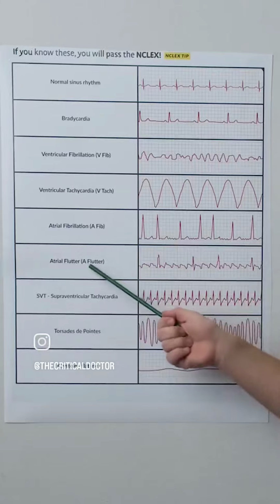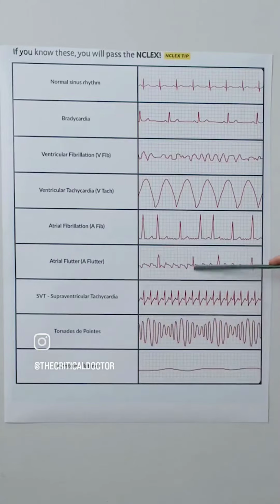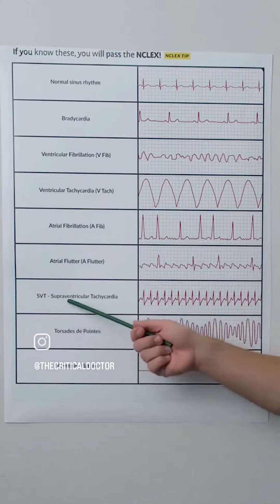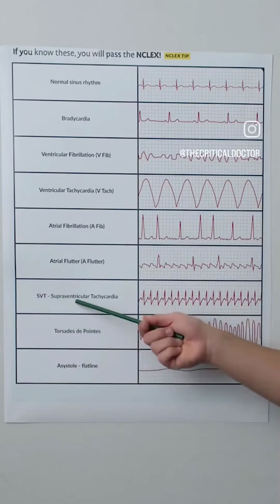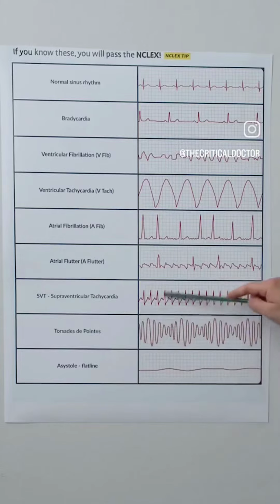Next we have A-flutter, or atrial flutter. Simply remember a fluttering bird, because this looks like a bird that flies. Now SVT is that super fast heart rate. It's called supraventricular tachycardia, a very fast rhythm.